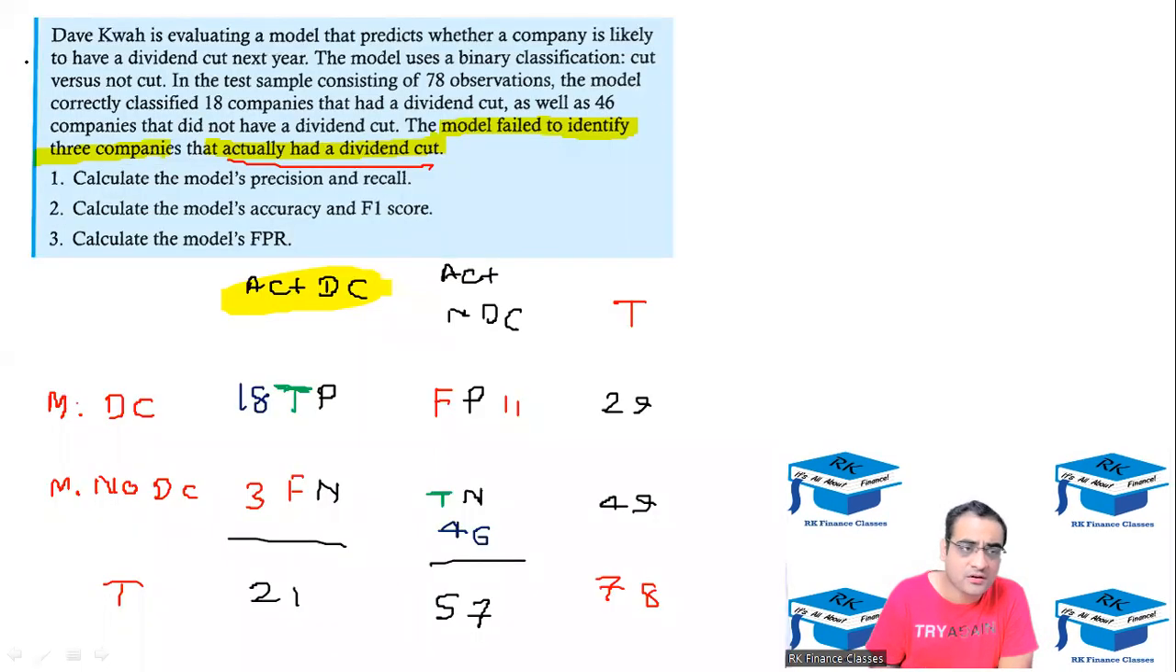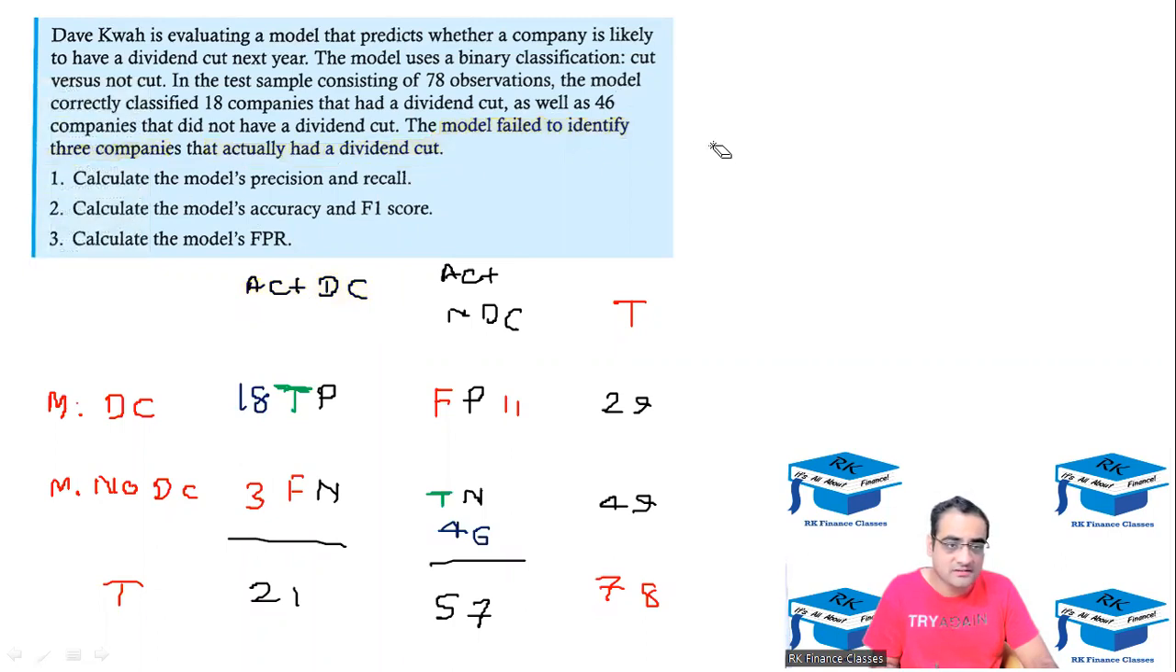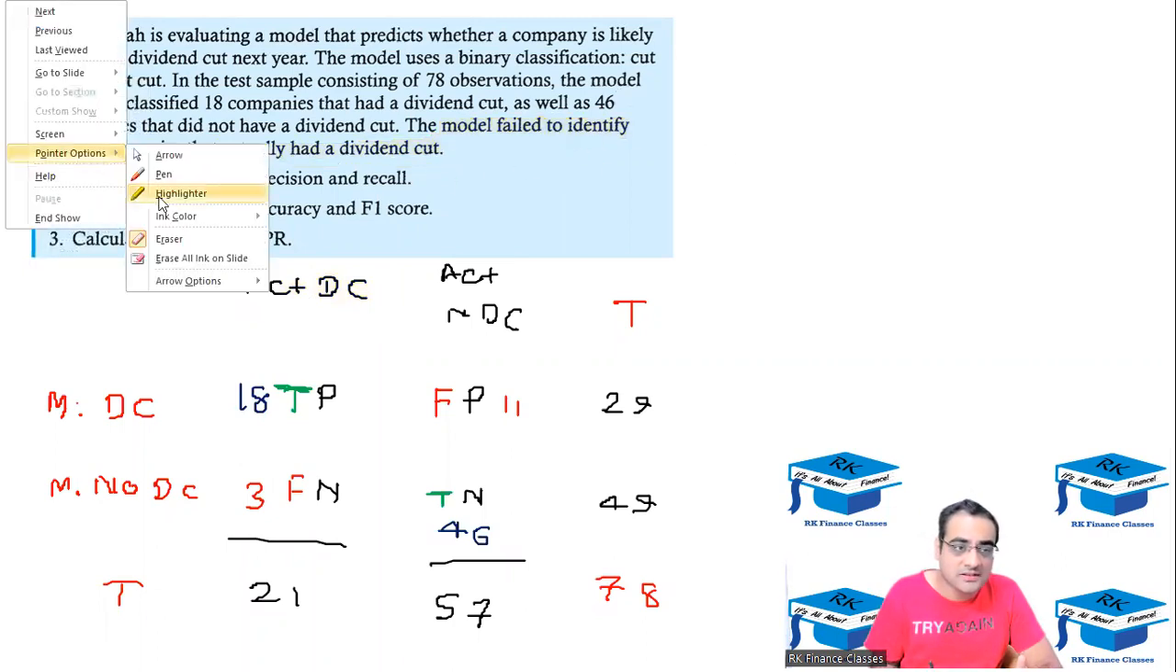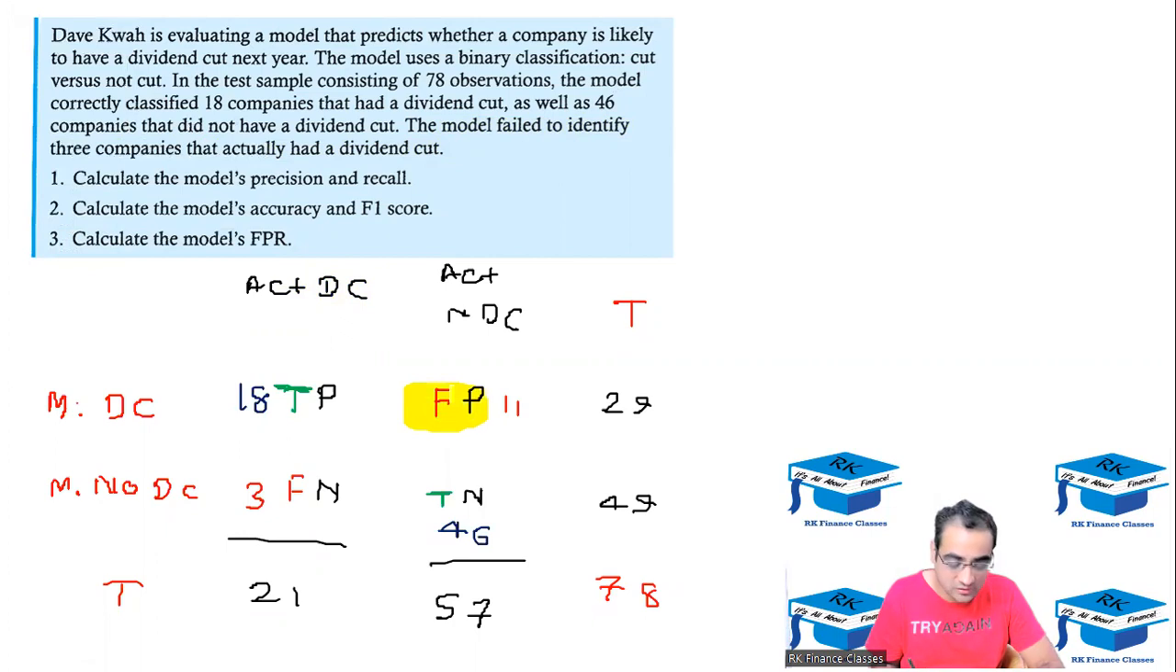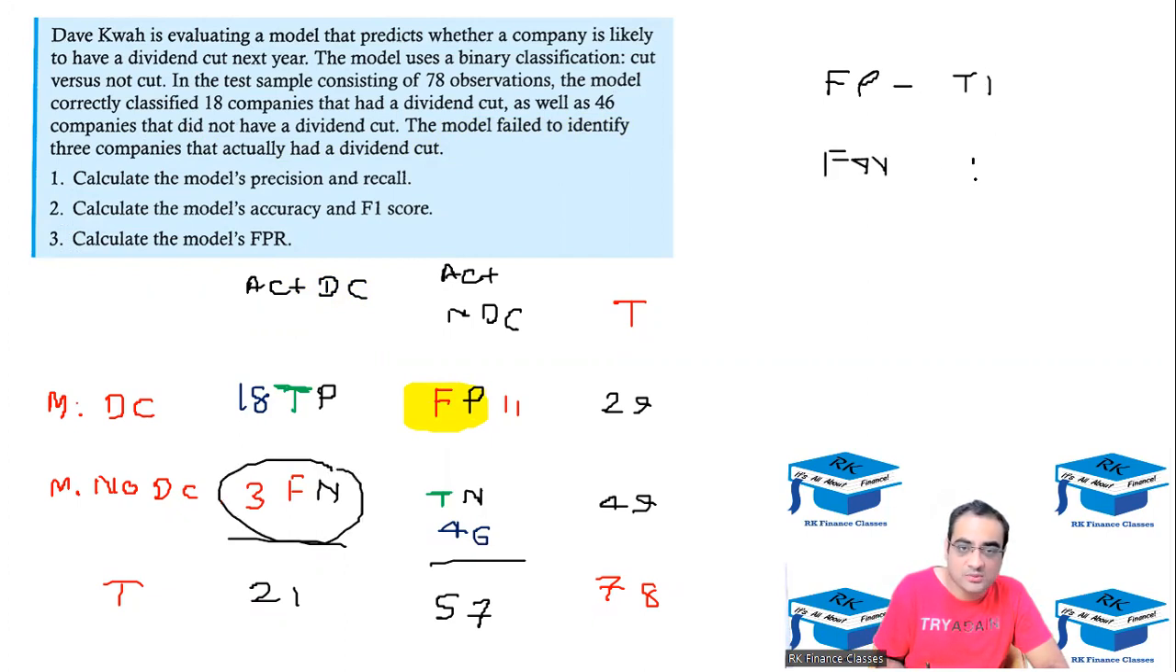Now going ahead, we have to remember some things, but before that, I'll just delete these things. So a false positive is called a type 1 error. I'll just write: false positive is called a type 1 error. You have to remember that. And a false negative is called a type 2 error. So take a note: false positive is called a type 1 error and false negative is called a type 2 error.